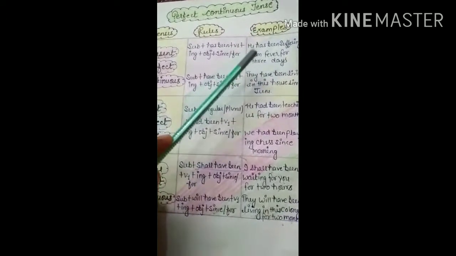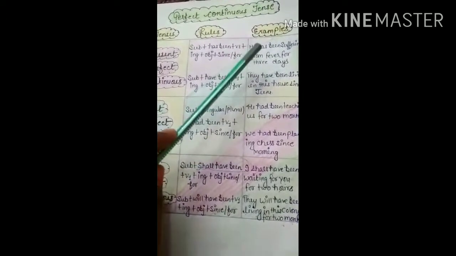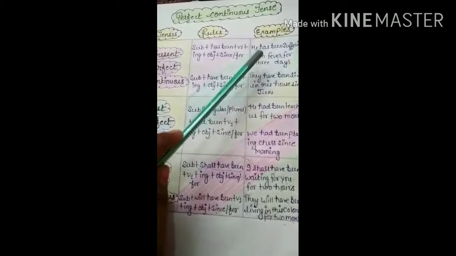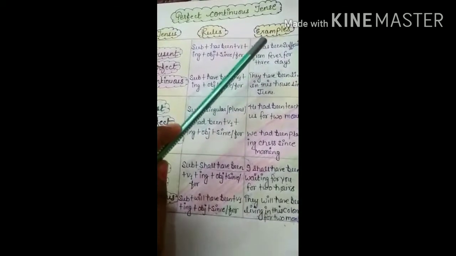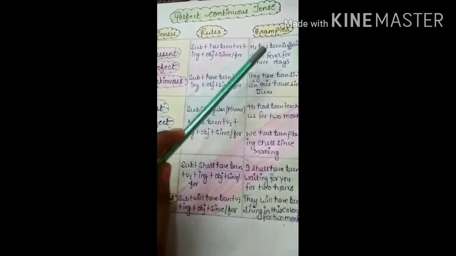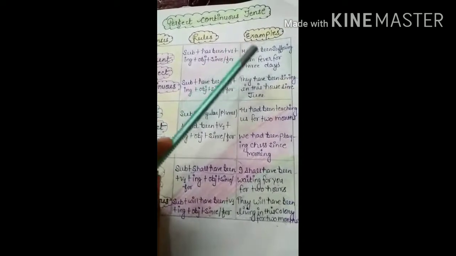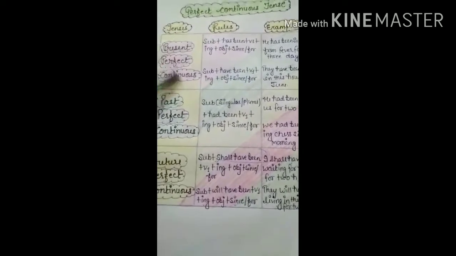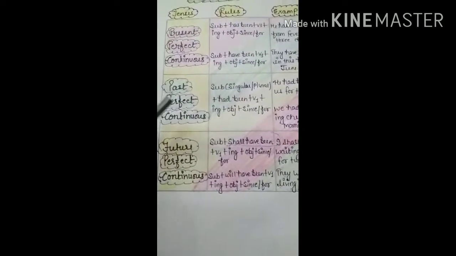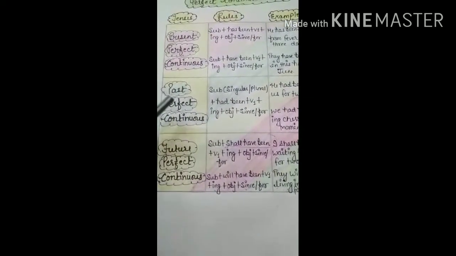So students, you can say that when the work starts at a certain time in the past, but it is still in progress, this is present perfect continuous tense. Next one is past perfect continuous tense.